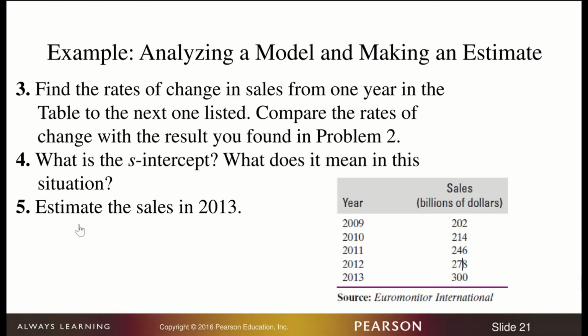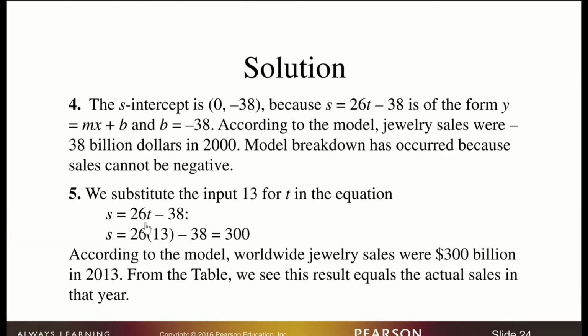For the fifth and the last part, we're going to estimate the sales in 2013 using the model. Of course, that means all we have to do is in the model replace t with 13, because in 2013 the value of t would be 2013 minus 2000, which is 13, and we end up with 300. So according to the model, the worldwide jewelry sales were around 300 billion in 2013.